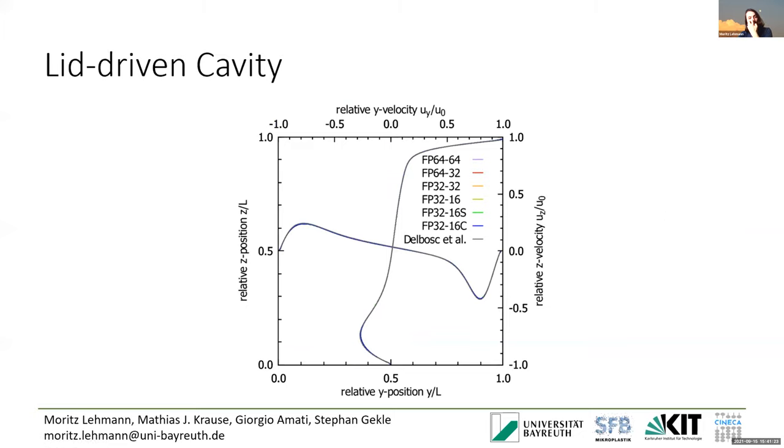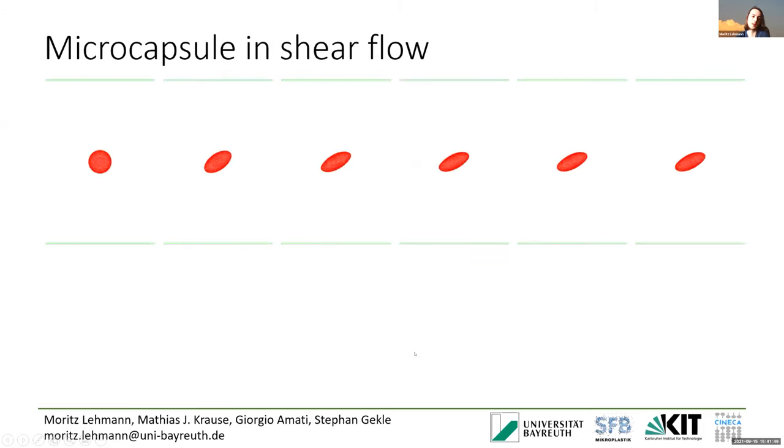Now the lid-driven cavity at Reynolds number 1000, also a standard test setup. And here it is impressive because all of them work and all of them are very accurate. If you zoom in by a lot, then you will see that the 16S format deviates in the second digit of velocity, and the 16C format deviates in the fourth digit. So they are very close to the ground truth solution.